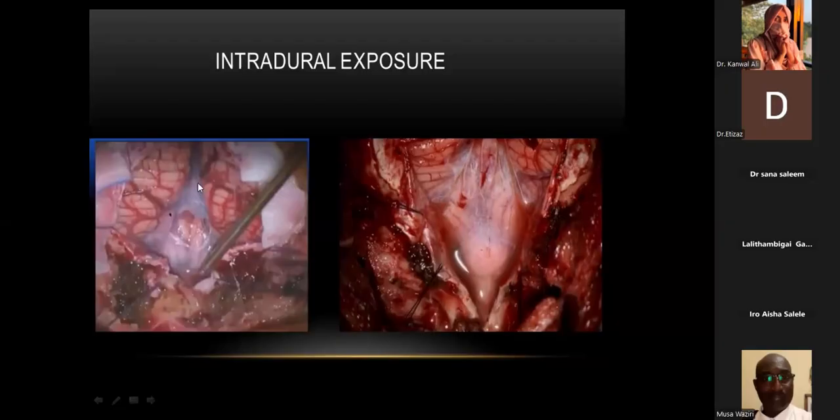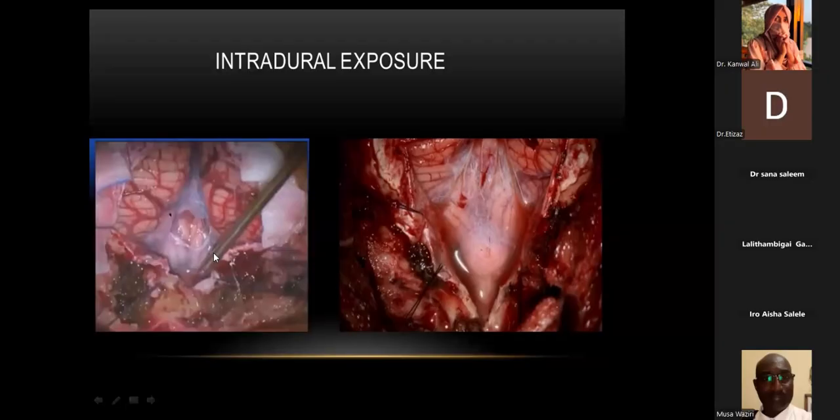How will you open the arachnoid? Anyone please? How will you open this arachnoid? This is the case. How will you open the arachnoid? There is a rule. Don't pull, peel it.